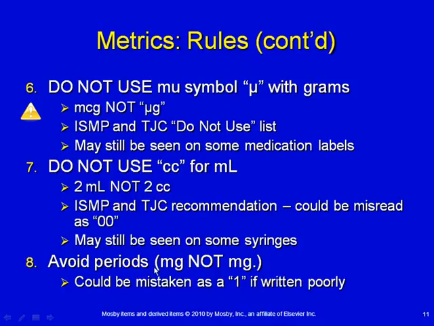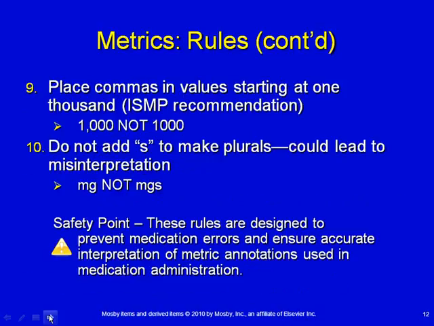Avoid periods after units of measure, so we would write mg, not mg point. It could be mistaken as a 1 if written poorly. Place commas in values starting at 1,000. We would record it where we have 3 numbers and then a comma. If we had another 3 numbers, we'd have another comma. So it's 1,000 with the comma, not 1000 without a comma.